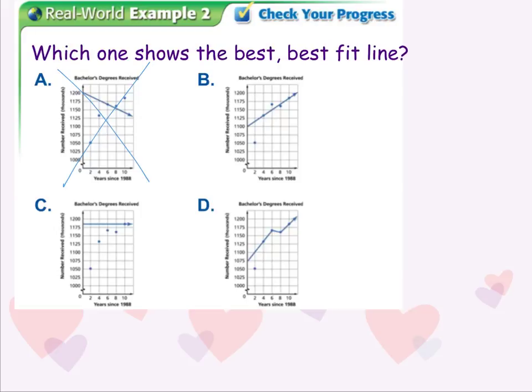In example C, we again have talked about the dots moving in an upward direction. Does this line go up at all? Hopefully you're thinking, no, it goes straight across. This one does not have a best fit line that has a positive slope or positive correlation. Example D. This line goes up, so could this one work?